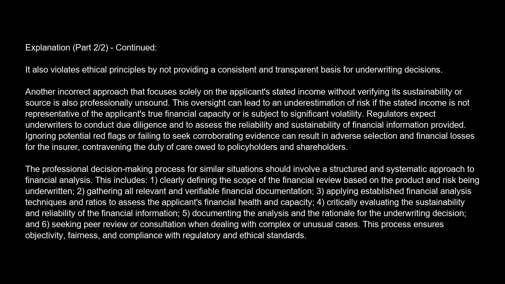The professional decision-making process for similar situations should involve a structured and systematic approach to financial analysis. This includes: 1. Clearly defining the scope of the financial review based on the product and risk being underwritten. 2. Gathering all relevant and verifiable financial documentation. 3. Applying established financial analysis techniques and ratios to assess the applicant's financial health and capacity. 4. Critically evaluating the sustainability and reliability of the financial information. 5. Documenting the analysis and the rationale for the underwriting decision. And 6. Seeking peer review or consultation when dealing with complex or unusual cases. This process ensures objectivity, fairness, and compliance with regulatory and ethical standards.